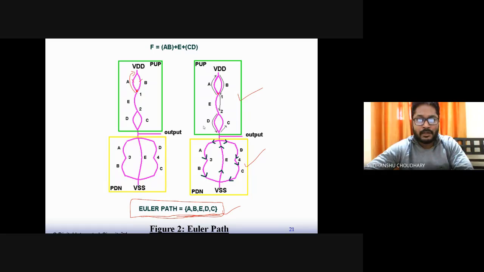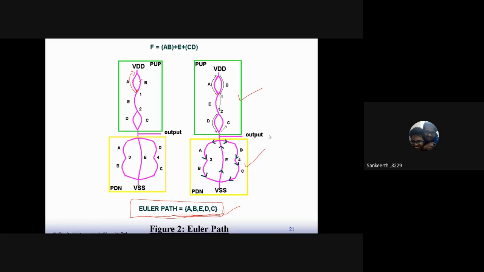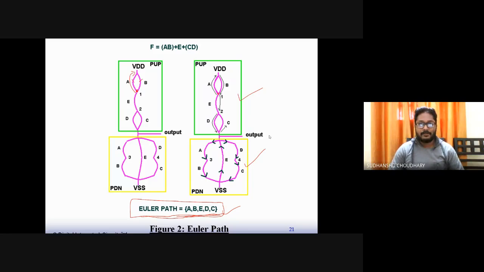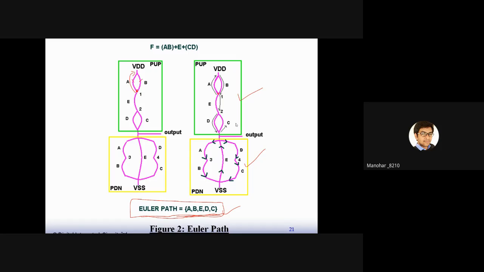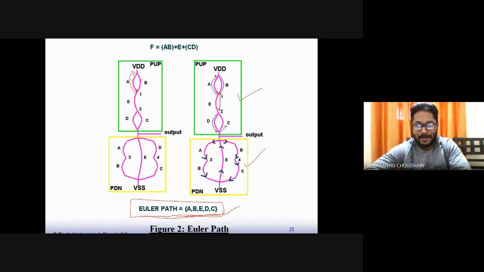It should cover all the nodes and all the edges. Edges should be covered only once, and we can start at any place. Sir, can we start at the output node? You can start. In that case, if E is below, then how will we come back? If I start from here, I go to D and then C, then where?